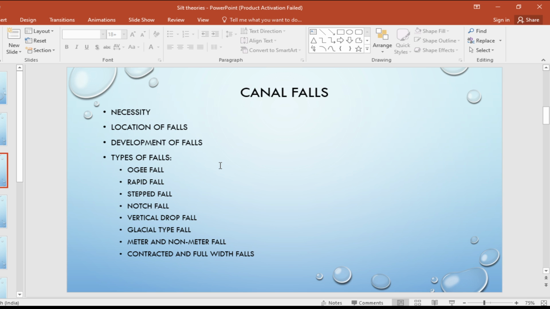Okay, now the third point is the location of a fall may also be decided from the consideration of the possibility of combining it with a regulator or a bridge or any other masonry work.